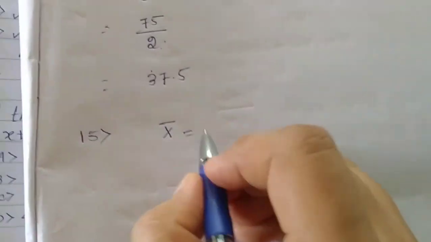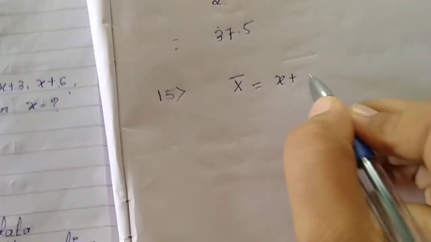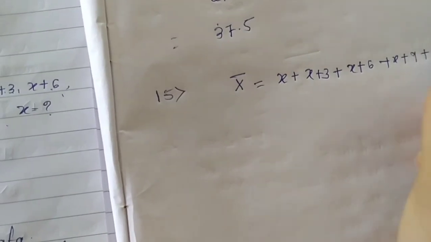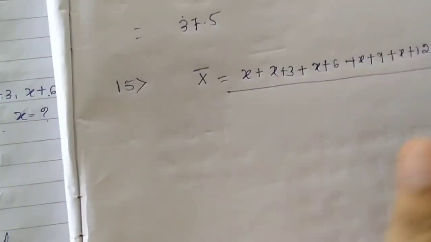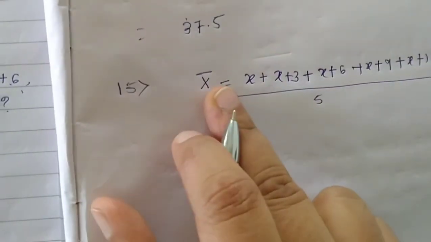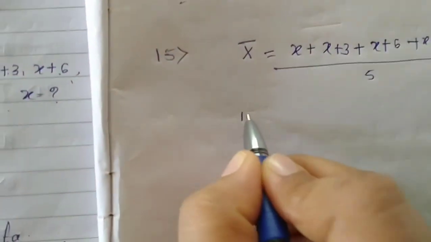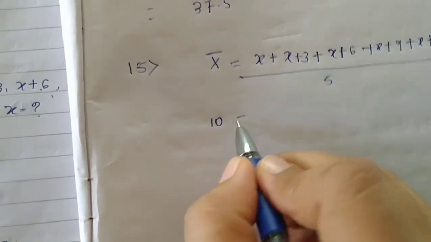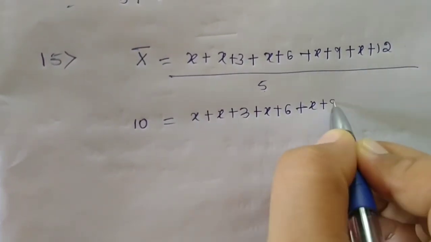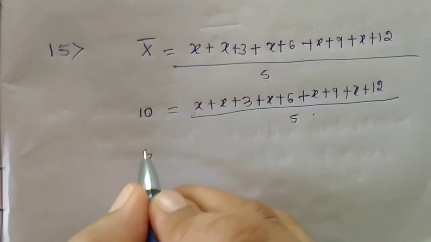Mean will be equal to the sum of all the observations in the question, that is x plus x plus 3 plus x plus 6 plus x plus 9 plus x plus 12, divided by the total number of observations, 5. The arithmetic mean is already given as 10. So 10 is equal to the sum divided by 5. So 5 into 10 is nothing but 50.